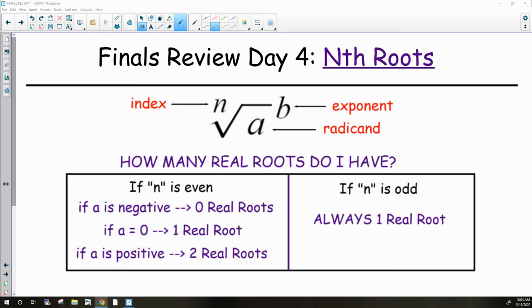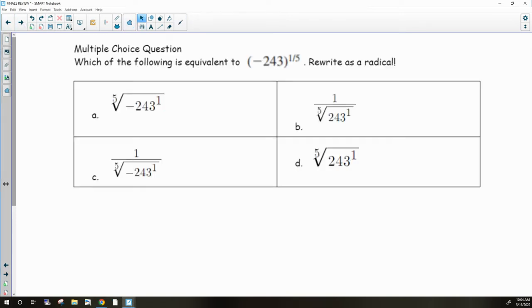So we are going to learn and review how to rewrite these and put them in our calculator and solve some little baby equations with them. So let's start off with our two multiple choice questions. They ask us to rewrite the radical.